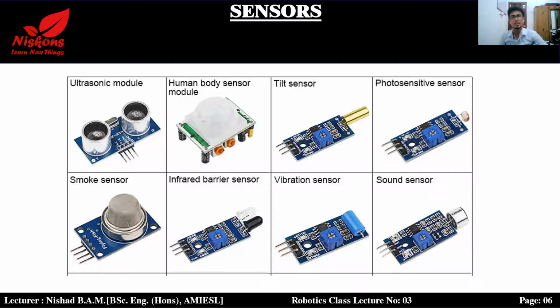So the next thing is the human body sensor. The human body sensor is also called the PIR sensor.